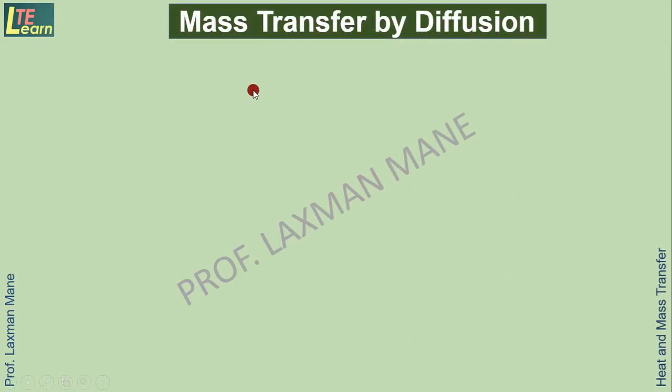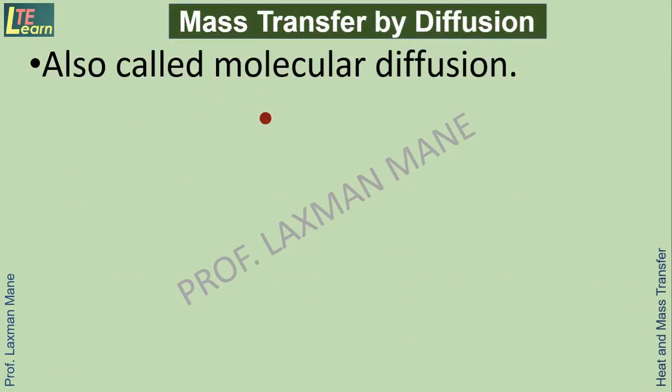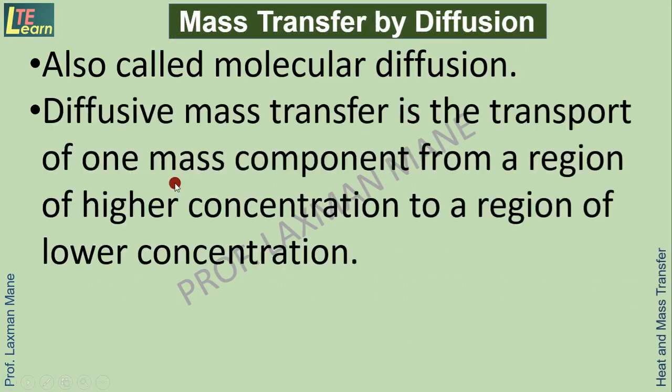In case of mass transfer by diffusion, it is also called molecular diffusion. Diffusive mass transfer is the transport of one mass component from a region of higher concentration to a region of lower concentration.